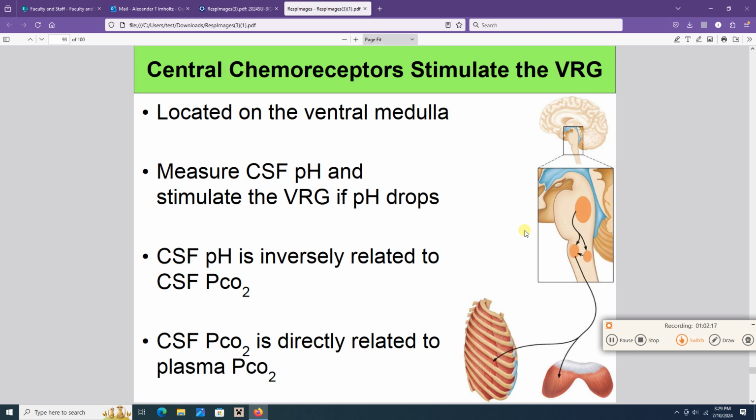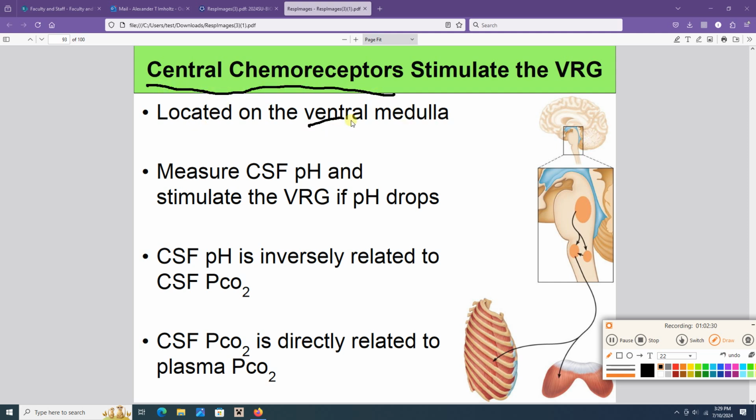So, on your ventral respiratory group, you have special neurons called central chemoreceptors. They're literally on the ventral medulla. They measure your CSF pH, and they stimulate the ventral respiratory group. They stimulate those inspiratory neurons if pH goes down, because we don't want CSF to get too acidic. That is bad for my brain tissue.